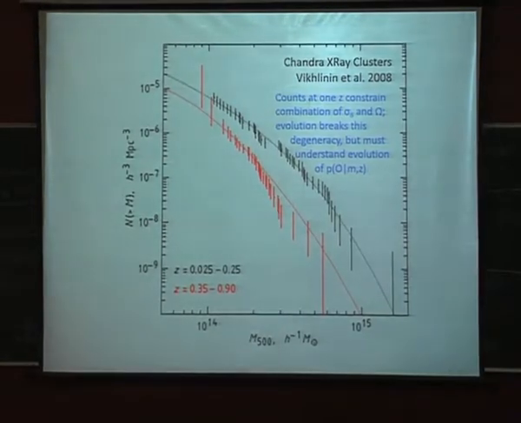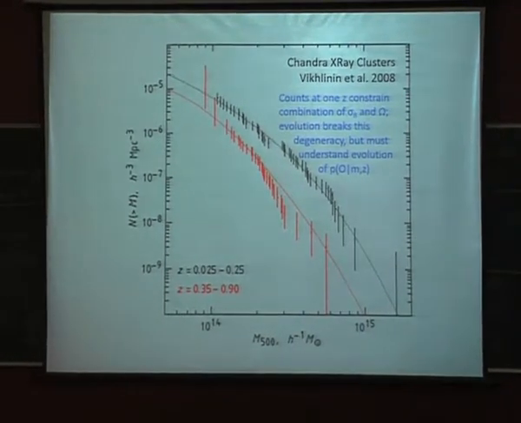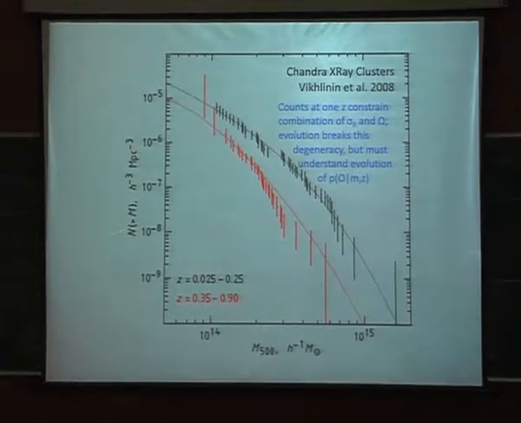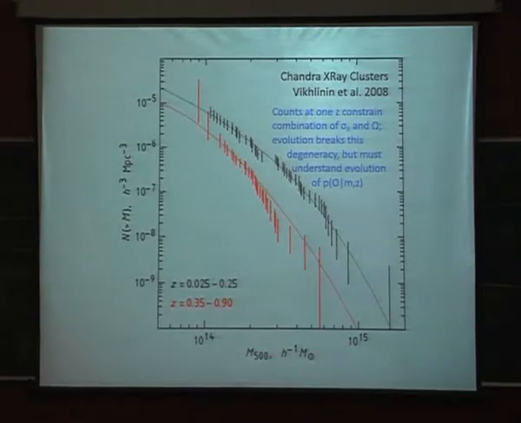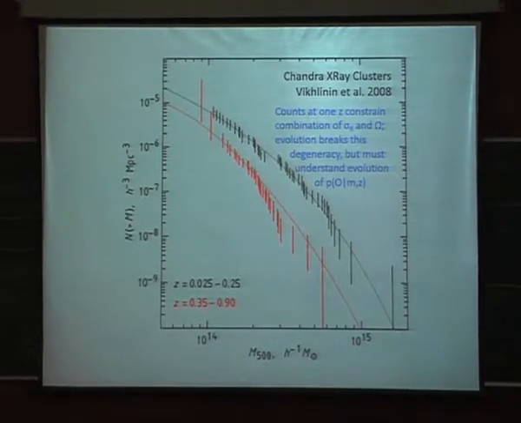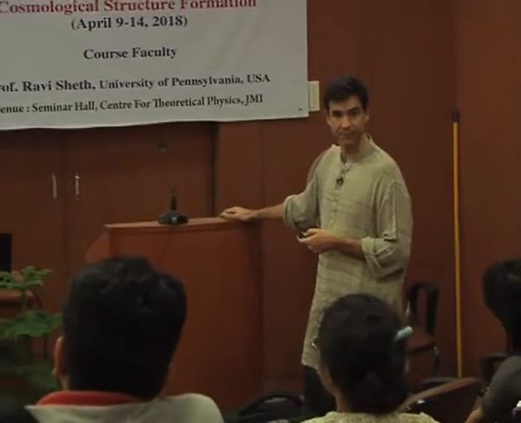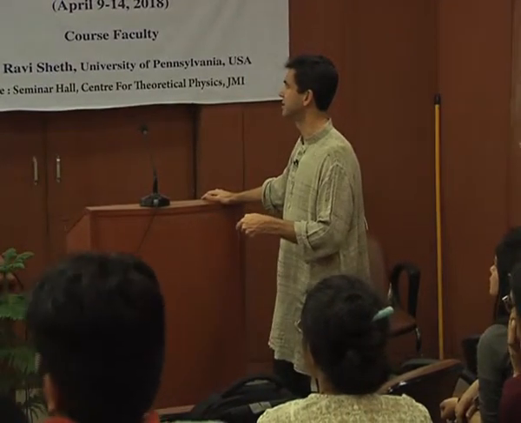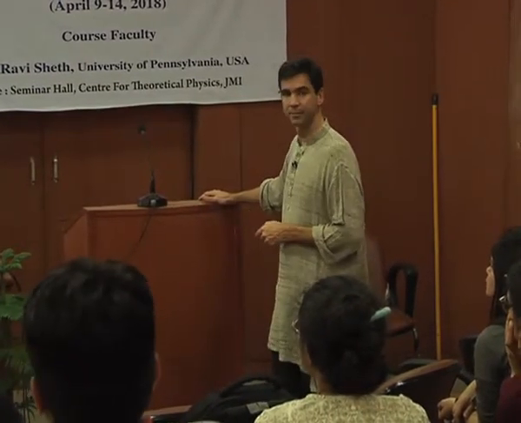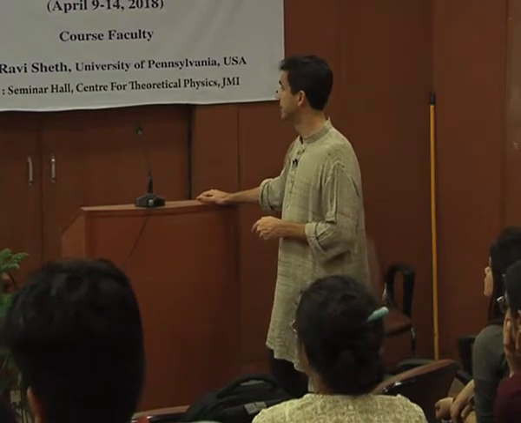And why does that matter? So this is data now. This is the number density of clusters as a function of their mass. This was taken from an X-ray survey, so there was some conversion that went from the X-ray luminosity to an estimate of the mass of the cluster. They had of order 100 clusters, and that's the shape of the number of clusters.